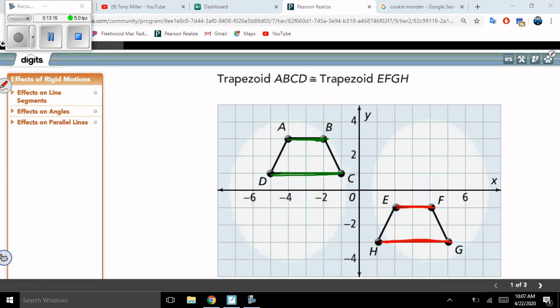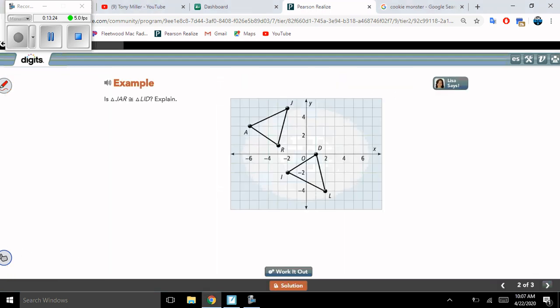All right, so the next one is going to be the tough one. Slide 2 is going to be the nasty one, and this is the one that I challenge you to take a look at. You have to basically look at triangle JAR, and is it congruent to triangle LID? And in order to understand how to do this, you're going to have to go back into the previous part and say, hey, can I use rigid motions in order to put this figure right on top of that figure?